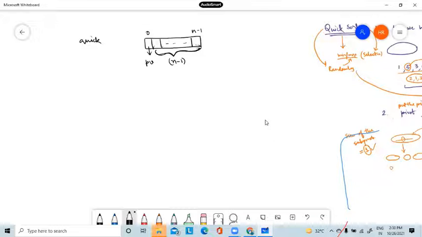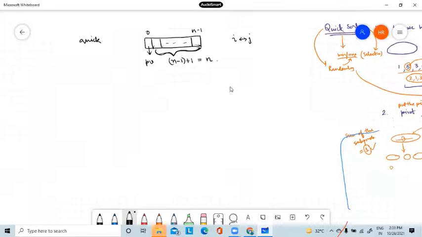And see, once I and J cross each other, it means there will be one element which will be compared twice. It means plus 1. So pivot will be compared not only with n minus 1 elements, but one element will be compared twice with the pivot. So how many comparisons? So n comparisons. I hope it is clear.